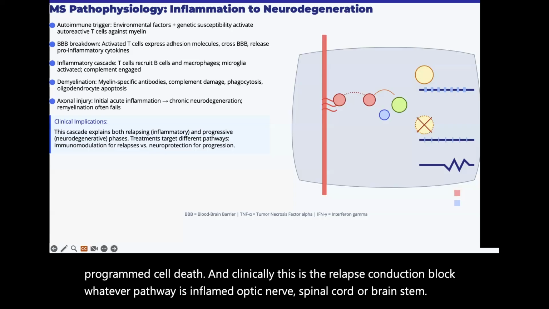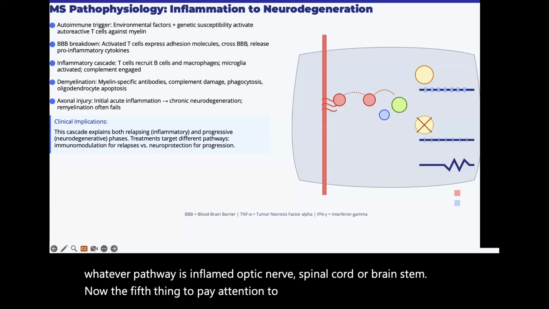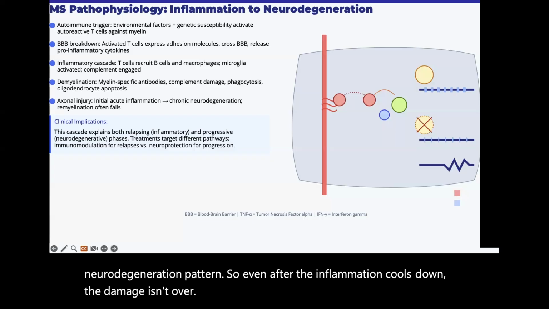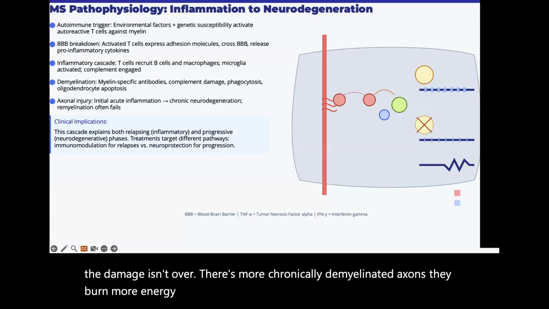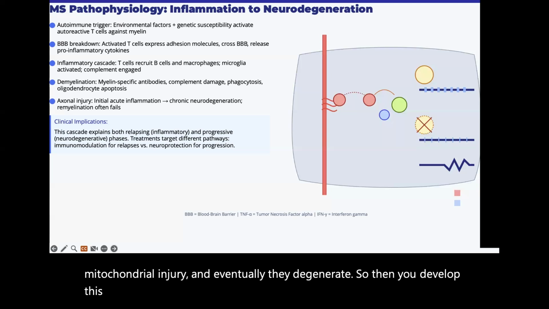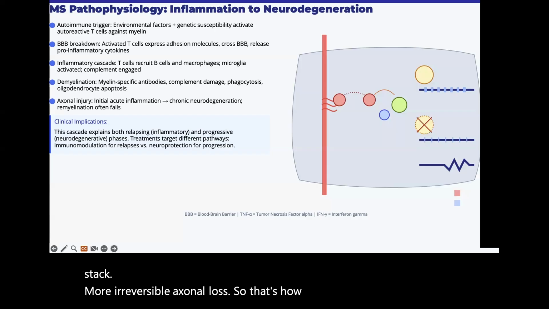Now, the fifth thing to pay attention to is this axonal injury and neurodegeneration pattern. So even after the inflammation cools down, the damage isn't over. There's more. Chronically demyelinated axons burn more energy to conduct impulses and accumulate calcium and mitochondrial injury, and eventually they degenerate. Remyelination occurs, except it's often incomplete. So with each relapse, you stack a bit more irreversible axonal loss. So that's how a relapsing disease suddenly becomes a progressive one.